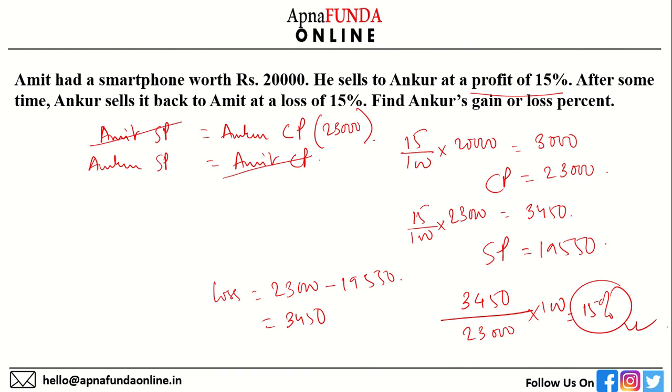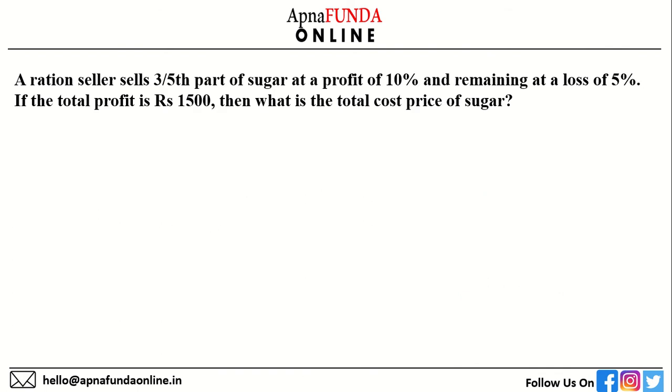I hope. Next question. A ration seller sells 3/5 part of the sugar at a profit of 10% and the remaining at a loss of 5%. If the total profit is rupees 1500, what is the total cost price of the sugar? This is a very simple question.